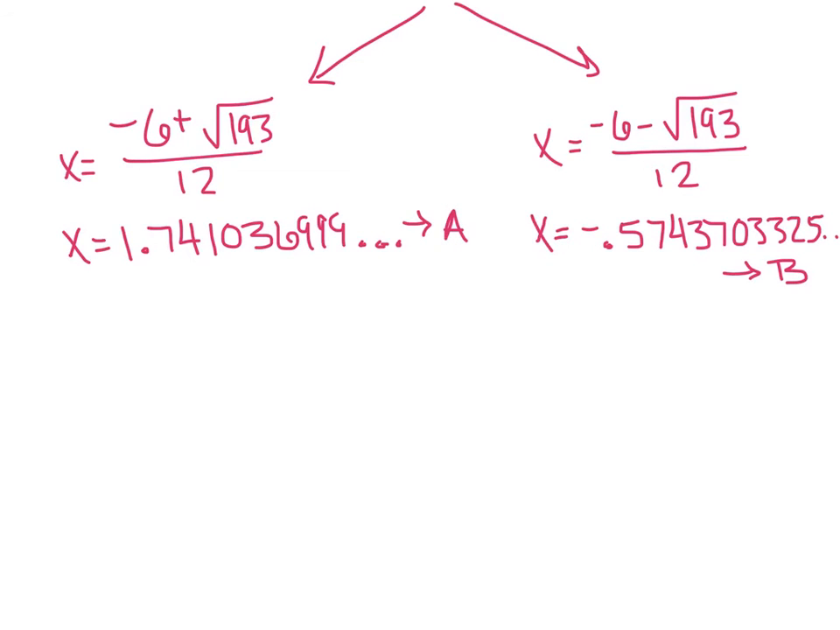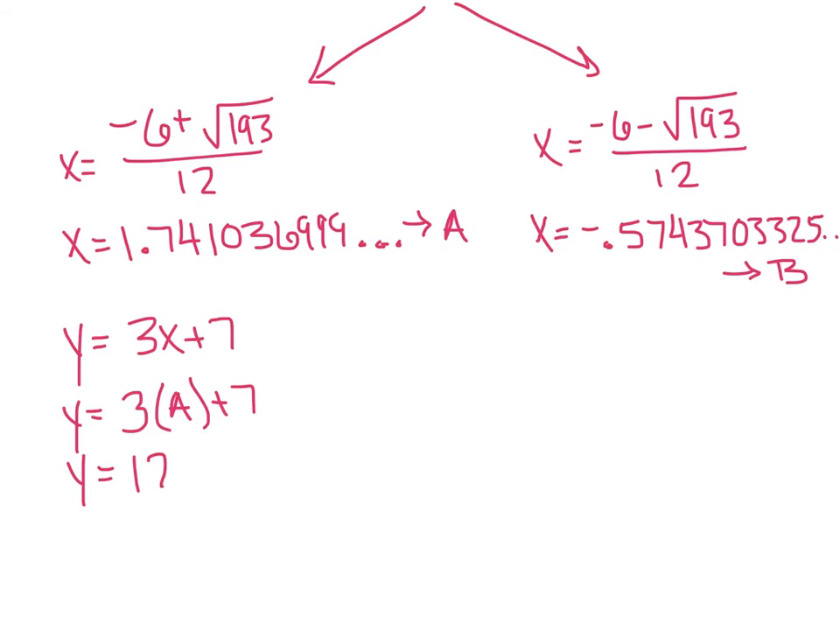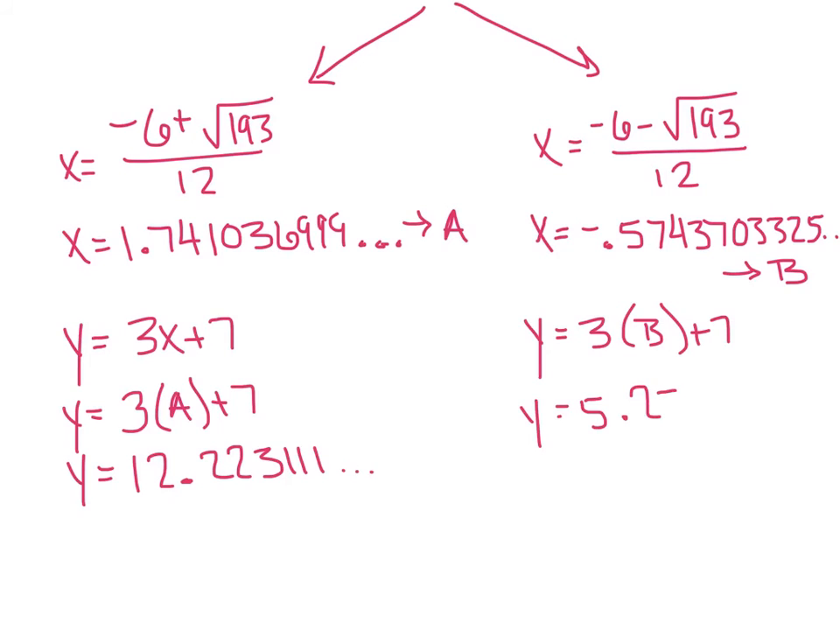And so going back to alpha A here, I'm going back to the linear equation, which was 3x plus 7. I'm going to type in 3 times alpha A plus 7, and that gave me 12.223111. On the other side, I'm thinking 3 times alpha B plus 7, and that's going to give me 5.27688.